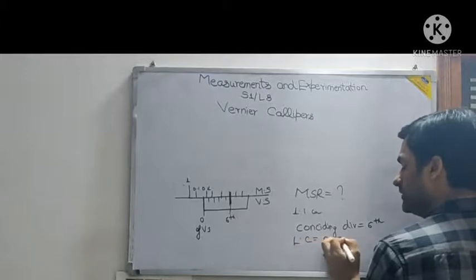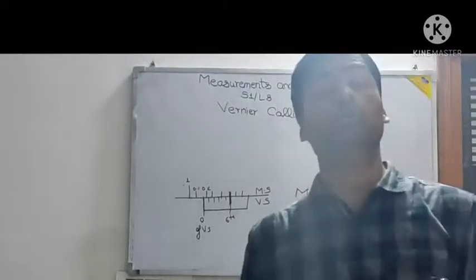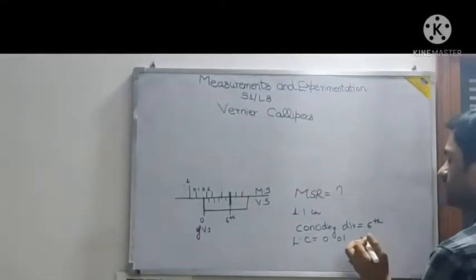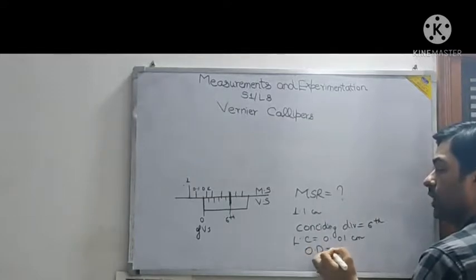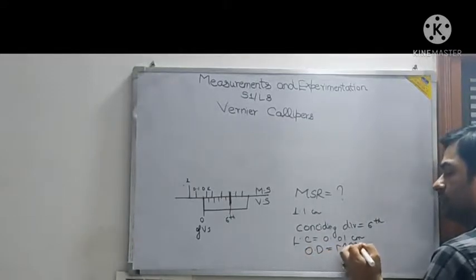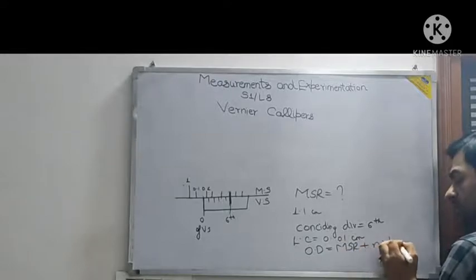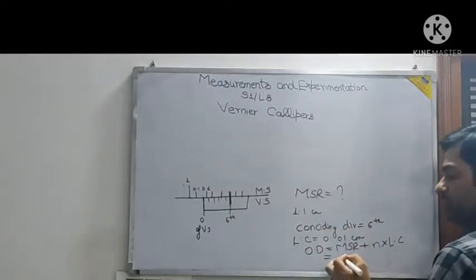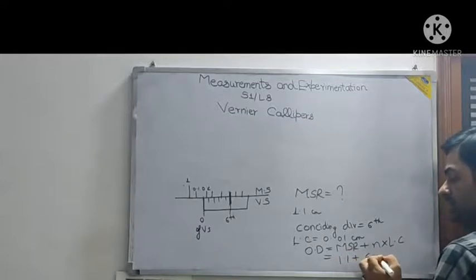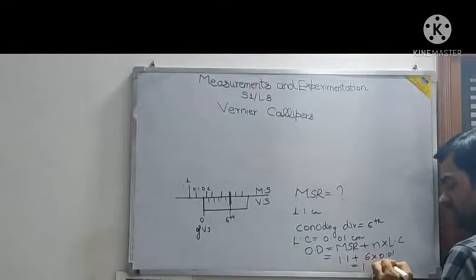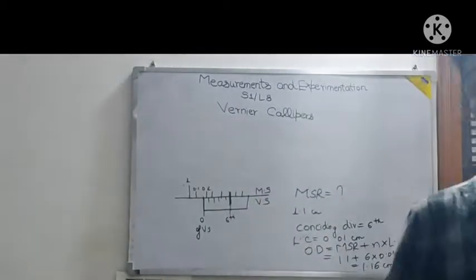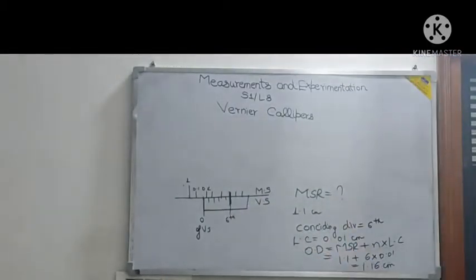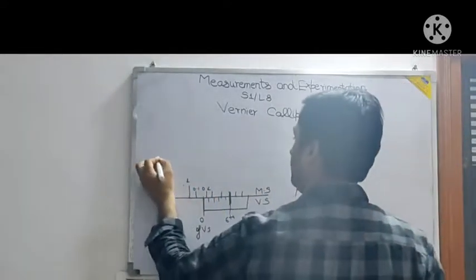Least count you already know by the formula only. It will be 0.01. But see here, from question to question the least count may change also. As of now, we consider least count as 0.01 centimeter only. So what will be the observed diameter? Observed diameter will be main scale reading plus coinciding division into least count. That means 1.1 plus 6 into 0.01. That means 1.16 centimeter. That will be the observed reading. And if error is there, we will do correction also. I think you understood this thing. We will go into more details. This is just a hint I have given before we start that topic.